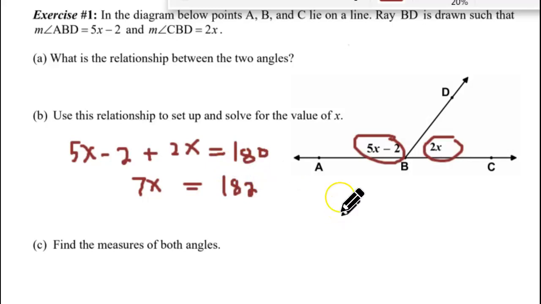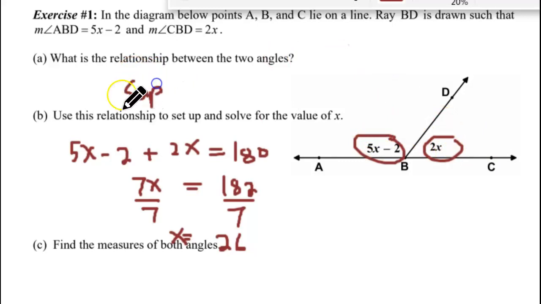What's the next step? We divide by 7. With your magical tool, can you please help me find the value of x? That is 26 degrees. Now the question is, what is the relationship between the two angles? They are supplementary angles, right?